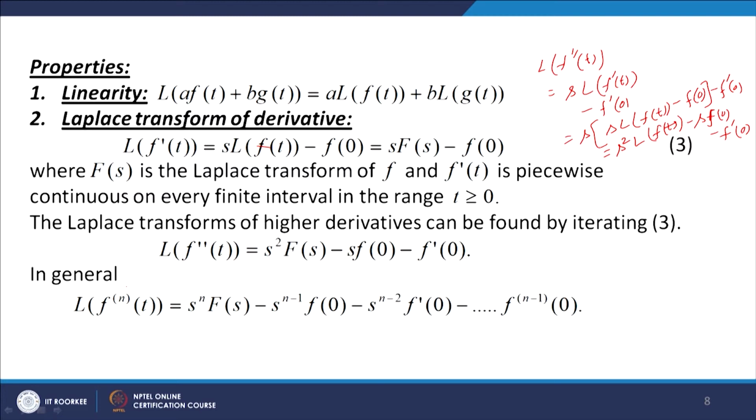We can again use the iteration over this and get the Laplace transform of f triple dash t and so on. So, the Laplace transform of the nth derivative of f is s to the power n F s minus s to the power n minus 1 f 0 minus s to the power n minus 2 f dash 0 and so on, up to f superscript n minus 1 at 0.